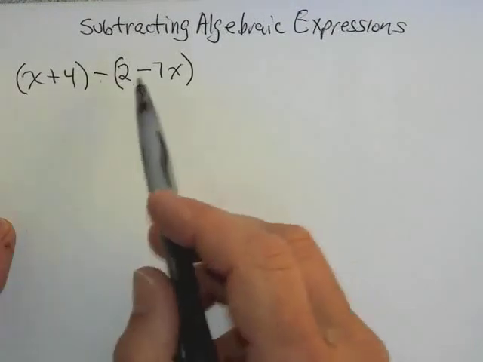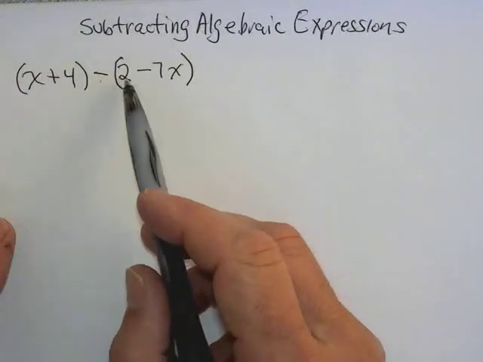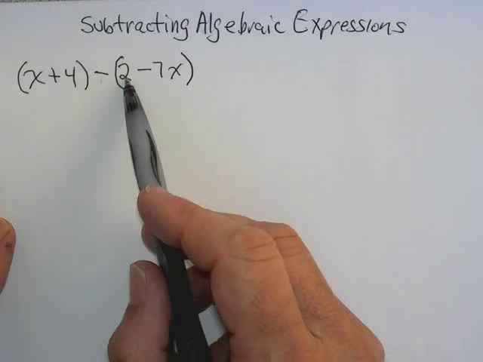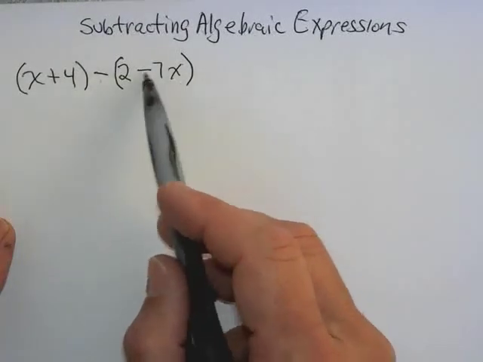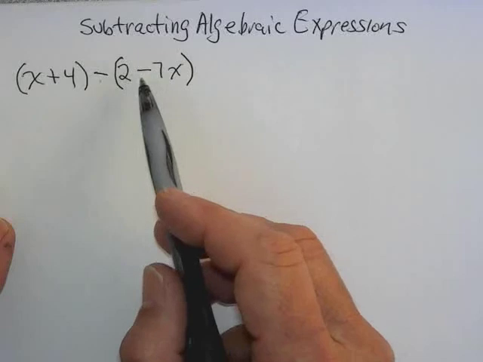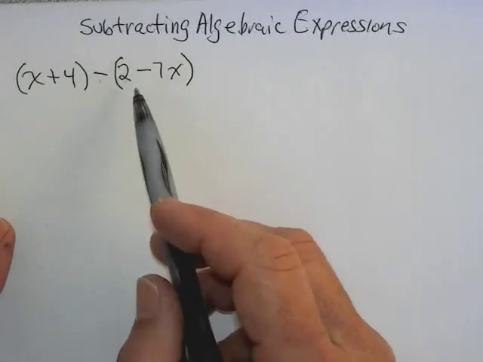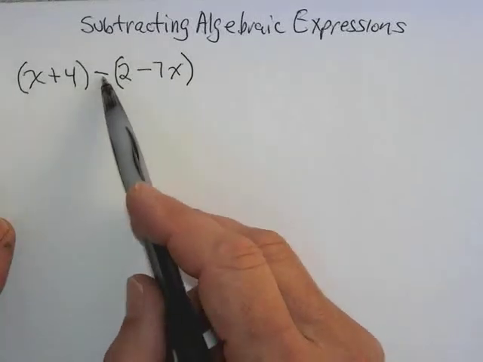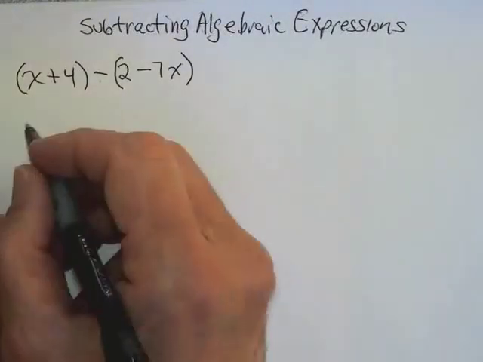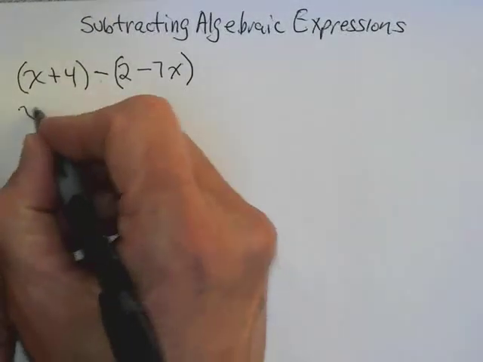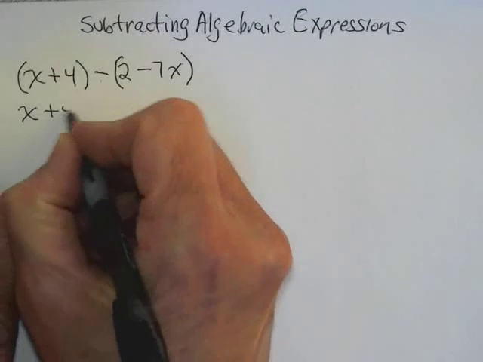So what we're starting out with here is a positive 2 and a positive 7x, right? Because we've got another subtraction symbol here. So what I'm going to effectively do is distribute this symbol as though it were a negative symbol. Well, let me show you what I mean. So nothing's going to change in the x plus 4. We're going to leave everything alone right there.